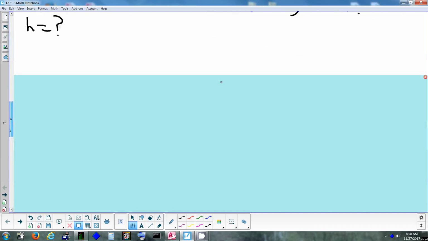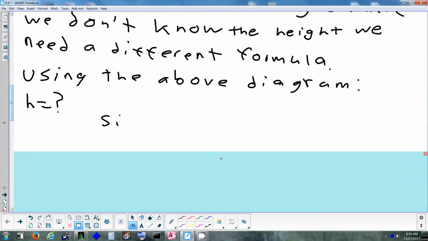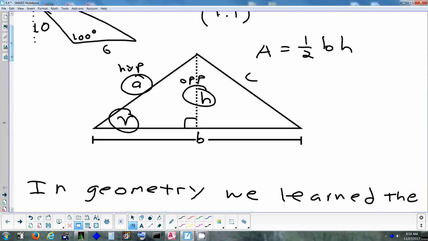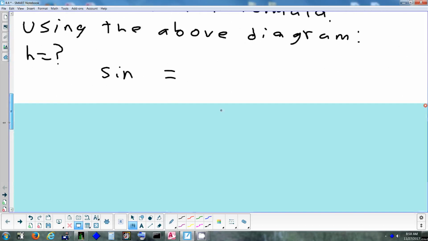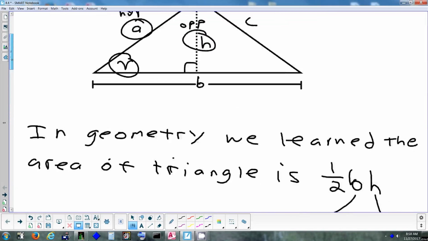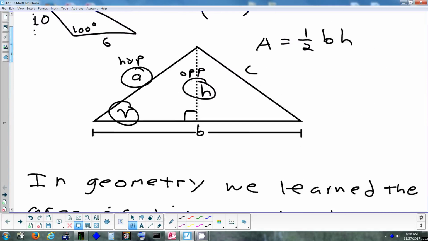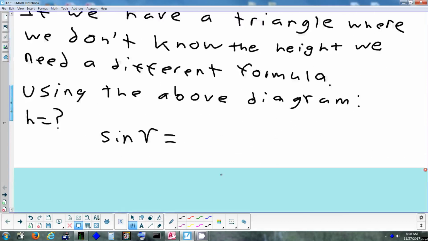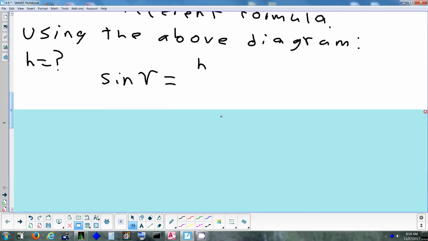All right, so let's scroll down. And we're going to start with sine of our angle. Peter, what's the name of that angle that we're using? Gamma. Yep, sine of gamma equals, and now you're going to put opposite over hypotenuse. H over A. Now my goal is to get H by itself. Okay, I'm trying to get a formula that says H equals.